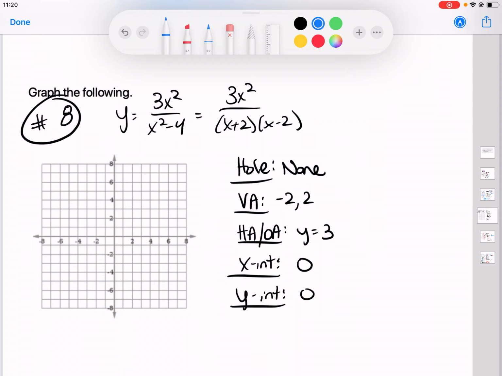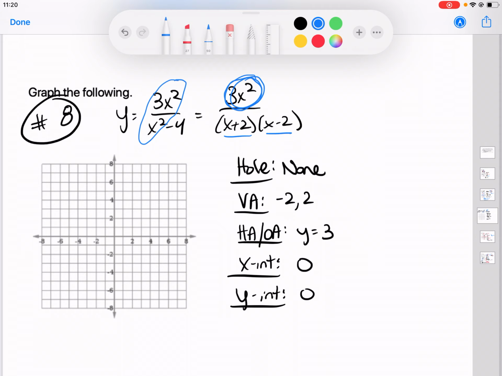So remember, there's no hole because there's no common factor. Vertical asymptotes come from the bottom, so it's the zeros of the denominator. Your horizontal asymptote, because these are the exact same exponent, you just divide them and you get your answer of 3, because it's 3 over 1. The x-intercept comes from the top, so 3x squared would just give you a 0 of 0. And then your y-intercept will be, if you plug in 0 for all your x's, you just get 0 over -4, or just 0.